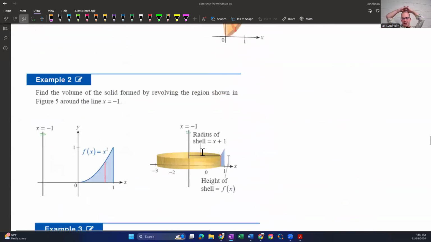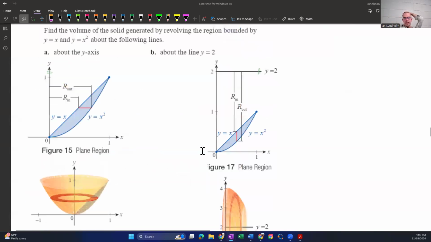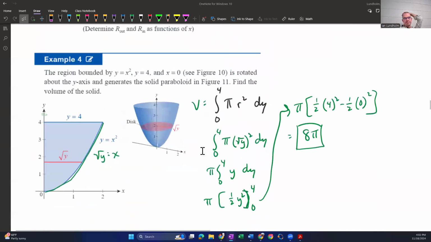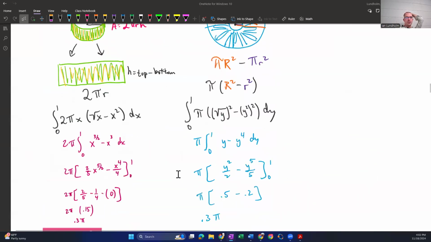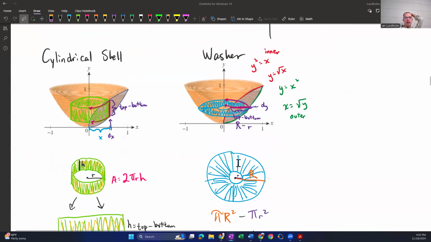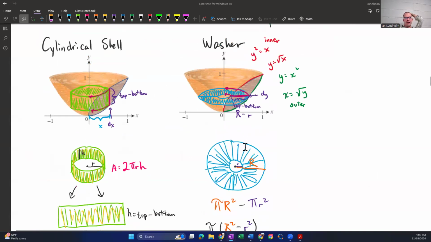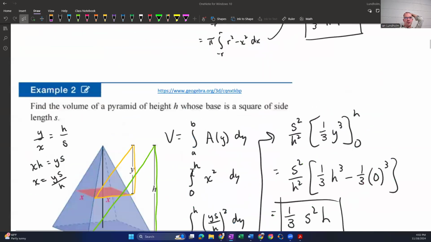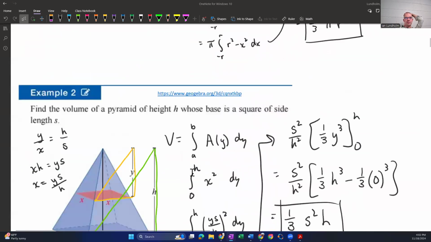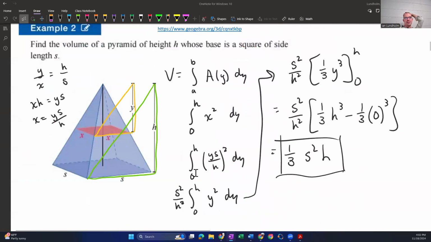I think we can end it here. We did a good job. We implemented the disk method. We introduced the cylindrical shell and the washer method and the area formulas that they're based on. We did a lot of good stuff with the cross-sectional area stuff too, the volume by slices.